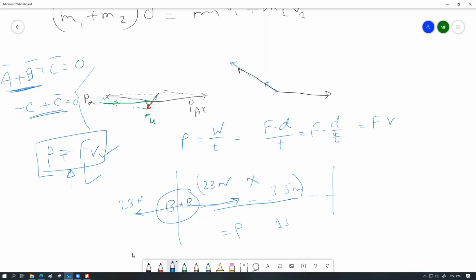Sir, the question says the girl travels at a constant velocity of 3.5 meters per second, but the boy accelerates until he's at speed 5.6 meters per second. Did I mess it up?